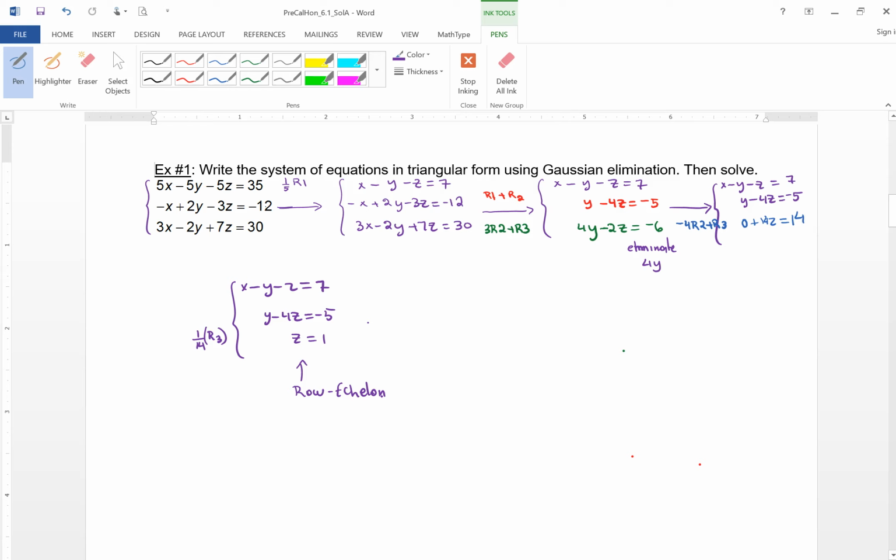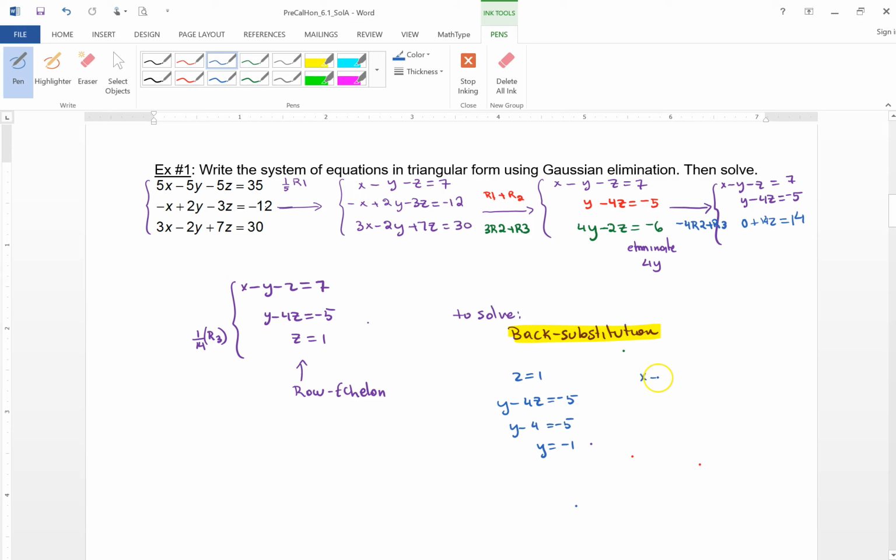Okay? Now, to solve, we're going to use what is called back substitution. Back substitution means you have your z equals 1. Now you back substitute into this to get y, and then back substitute to get x. So z is equal to 1, meaning y minus 4z equals negative 5 becomes y minus 4 is equal to negative 5. y is equal to negative 1.